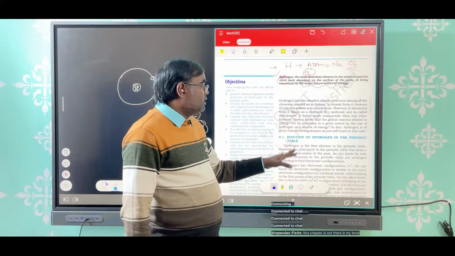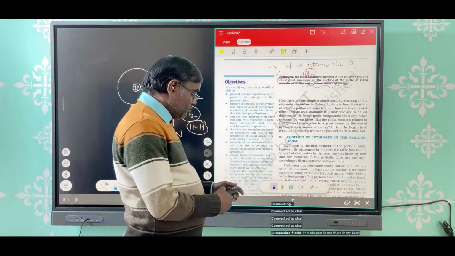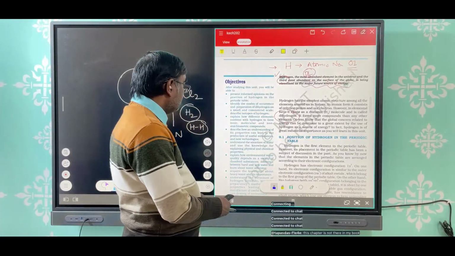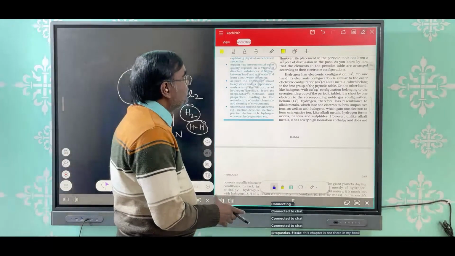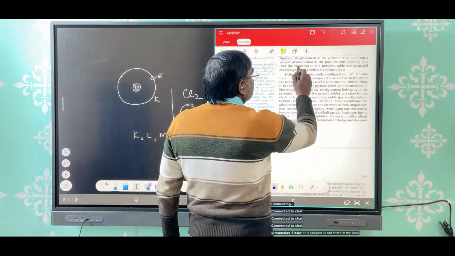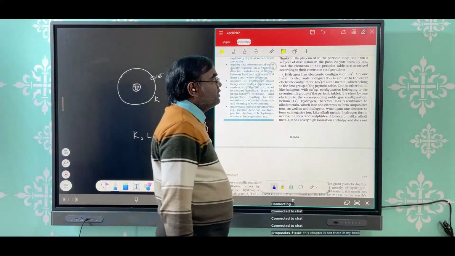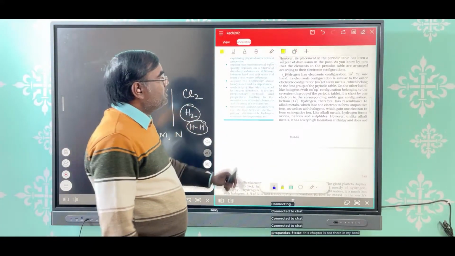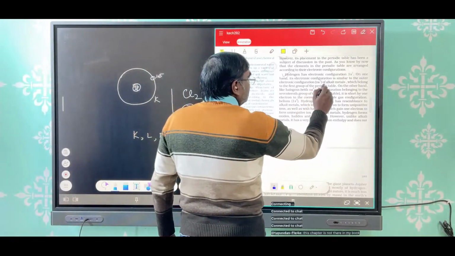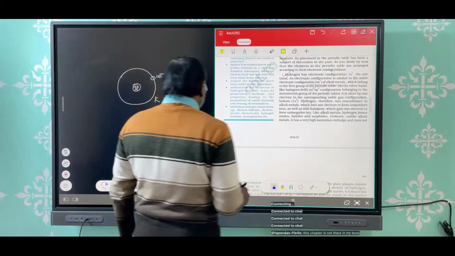So, the position of hydrogen in the periodic table. Some part of it I have already talked to you about, so let's move further. Hydrogen has been a subject of discussion. Hydrogen has electronic configuration 1s1. On one hand, its electronic configuration is similar to the alkali metals, that is group one.